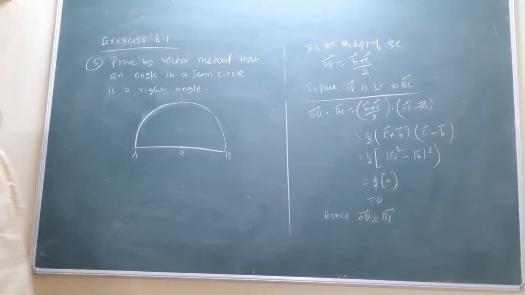One more question on the same concept. Third question. Prove by vector that an angle in a semicircle is a right angle. Angle in a semicircle is a right angle. By this idea, there will be so many problems. Now here you want to prove the theorem.